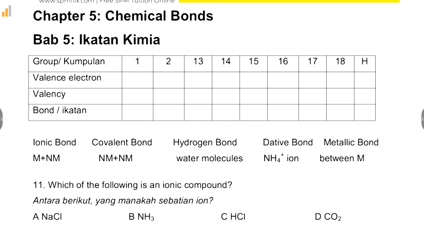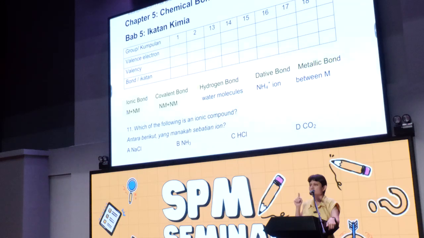All right, let's look at this. Ikatan kimia. Okay, dulu hanya ada ikatan ionik dan ikatan covalent. Sekarang you all should already be upgraded. Okay? Ikatan hidrogen, ikatan datif, ikatan logam. You all are a bit upgraded. Dulu tak ada ni tiga. So because of that, 99% of the questions, they will only ask you ikatan ionic, ikatan covalent. They will only ask you these two.